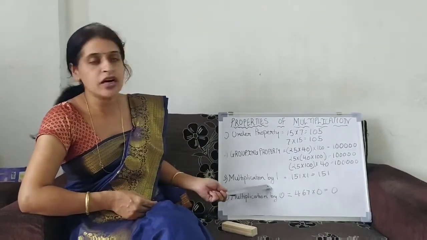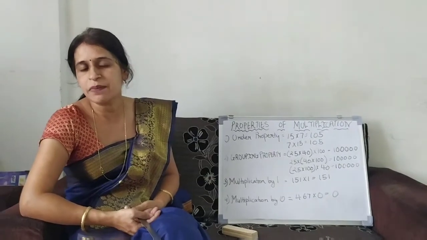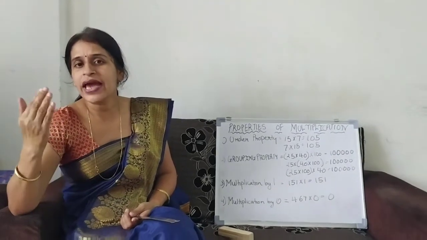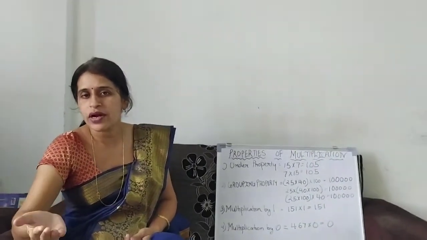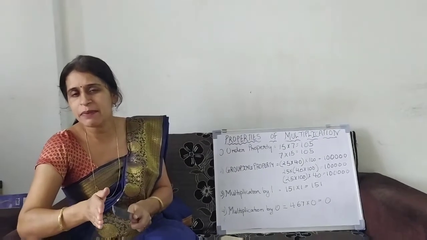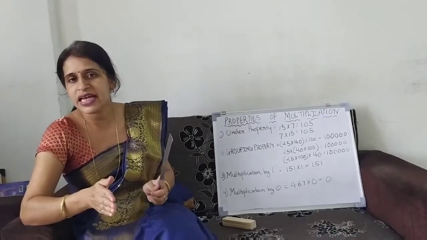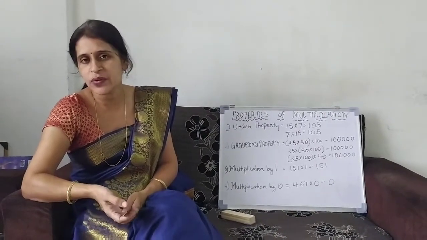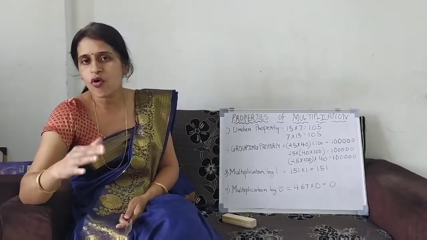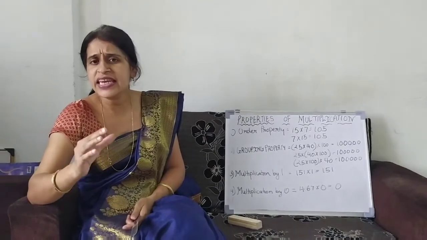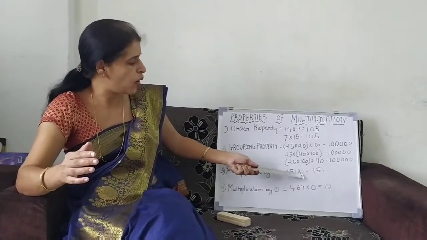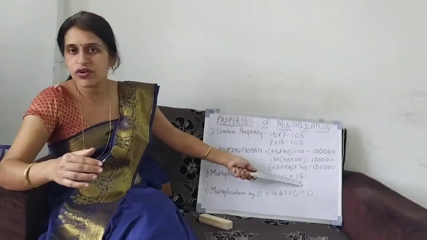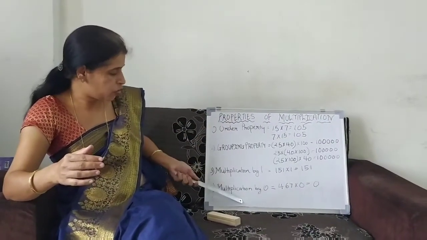Now let's come to the third property, that is multiplication by 1. What do you mean by this? Any number when multiplied by 1 gives you the number itself. For example, 2 into 1 is 2. You have learned multiplication since childhood. 4 into 1 is 4. So any number when multiplied with 1 will give you the number itself. 151 into 1 is 151. Is it clear?